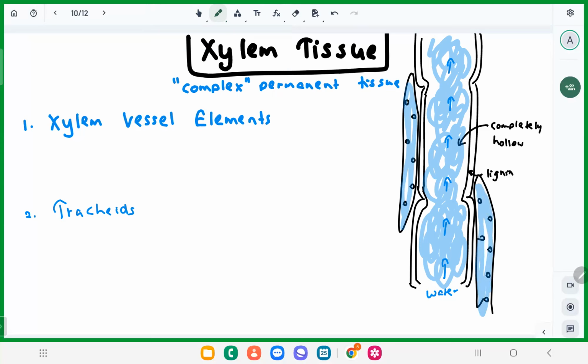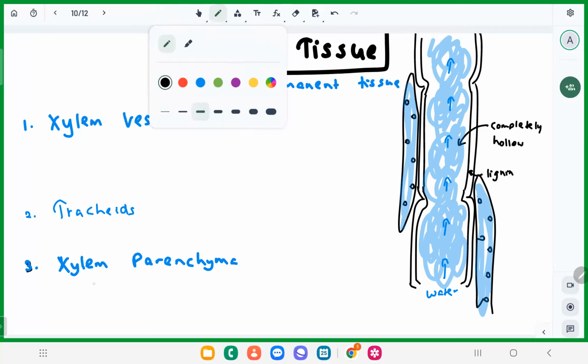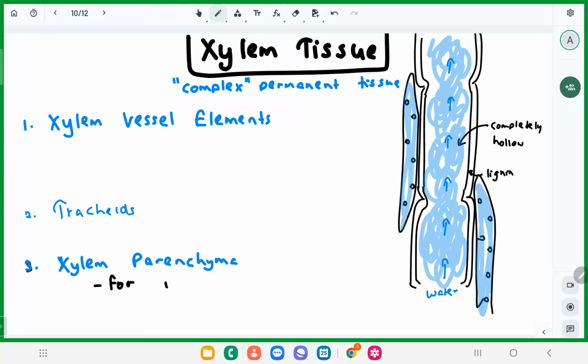And then the third type of cell found in the xylem tissue is the xylem parenchyma. So in the xylem tissue, there are some parenchyma cells scattered about as well. These parenchyma cells are there for food storage.